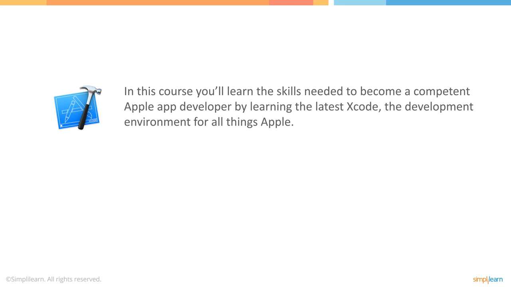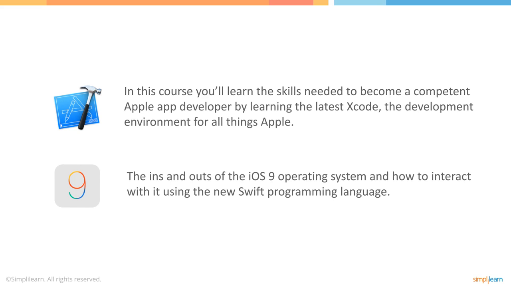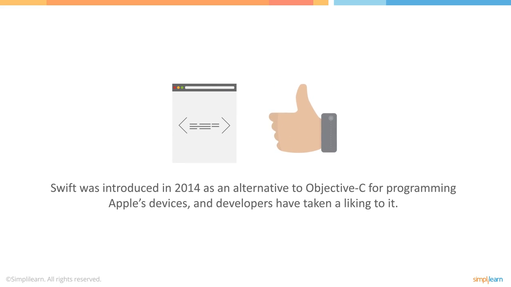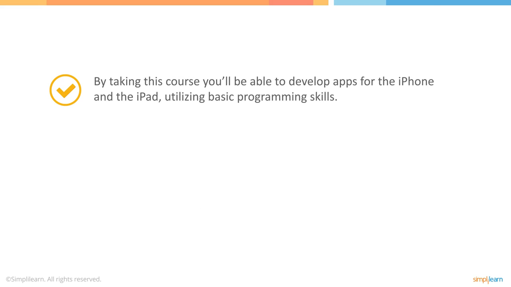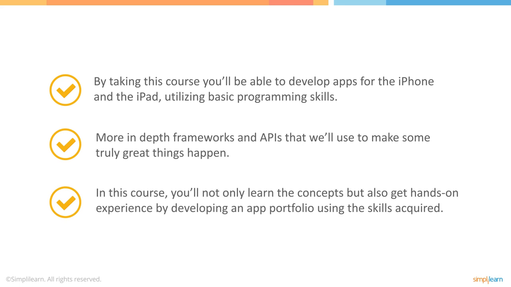In this course, you'll learn the skills needed to become a competent Apple developer by learning the latest Xcode, the development environment for all things Apple, the ins and outs of the iOS 9 operating system, and how to interact with it with the new Swift programming language. Swift was introduced in 2014 as an alternative to Objective-C for programming Apple's devices, and developers have taken a liking to it. By taking this course, you'll be able to develop apps for the iPhone and the iPad, utilizing basic programming skills that I'll teach you, as well as more in-depth frameworks and APIs that we'll use to make some truly great things happen. In this course, you'll not only learn the concepts, but get hands-on experience by developing an app portfolio using the skills acquired.